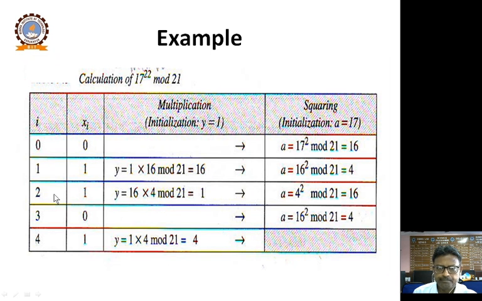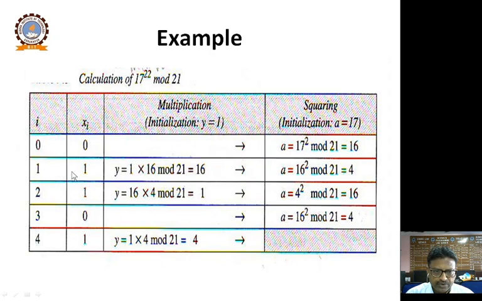How is it being done? Let us take an example of how to calculate the value of 17 to the power 22 mod 21. So 22 is 0, 1, 1, 0, 1 from the least significant bit. This is the least significant bit, and this is the most significant bit. Since the least bit is 0, we don't do any multiplication, we directly do the squaring. So a will be equal to 17 square mod 21, that is equal to 16.